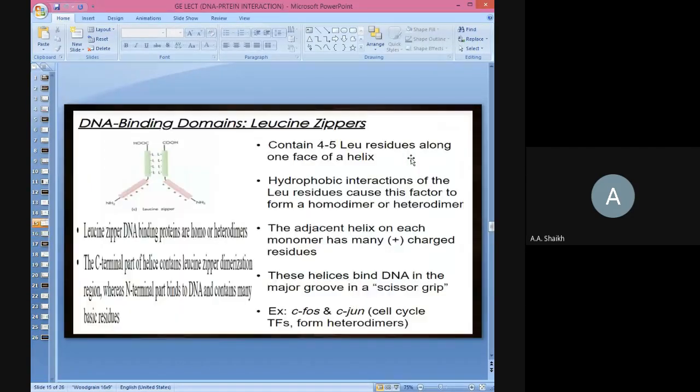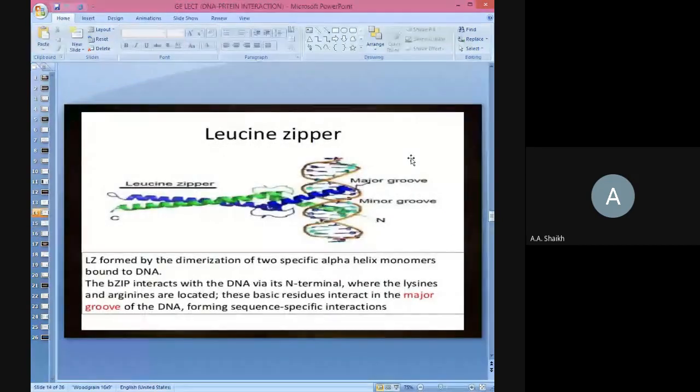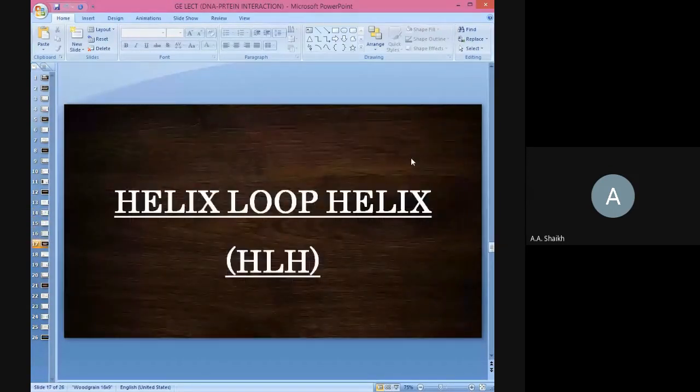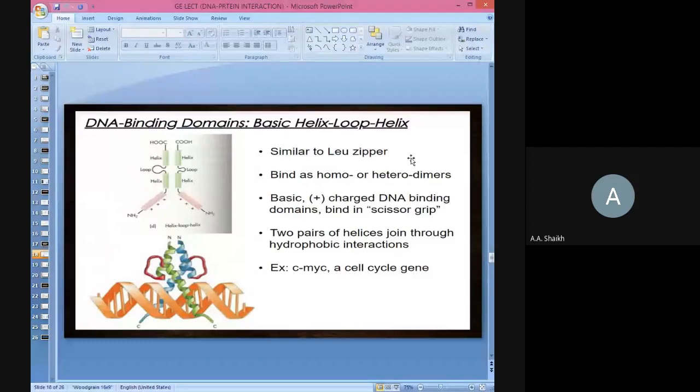It is just like a scissor being placed. It is going to interact with its tip or its edge with the major groove, and then carry out the complete processing, whatever functioning they want to carry out. But in this case, the helix loop helix, or the basic helix loop helix, showcases a loop in its complete structure.